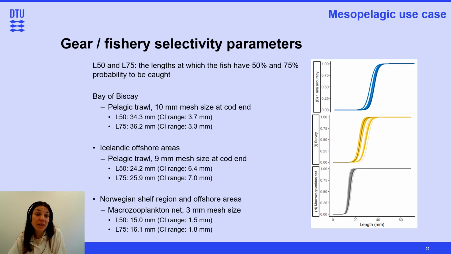We also estimated the selectivity parameters L50 and L75 and their uncertainties, indicating the length at which the fish have 50% and 75% probability to be caught. The estimated selectivity ogives reflect the differences in selectivity in the regions, with high probability of being caught at small sizes in the Norwegian waters, for example, where the small meshed microzooplankton nets were used.